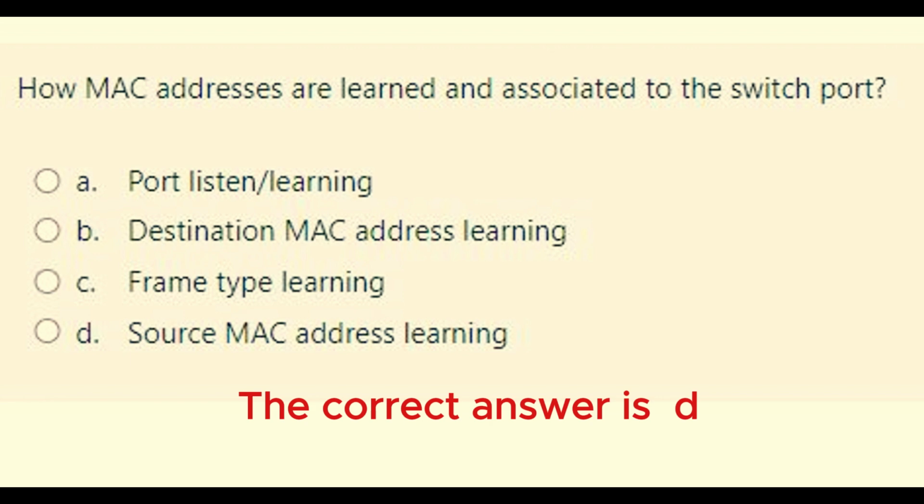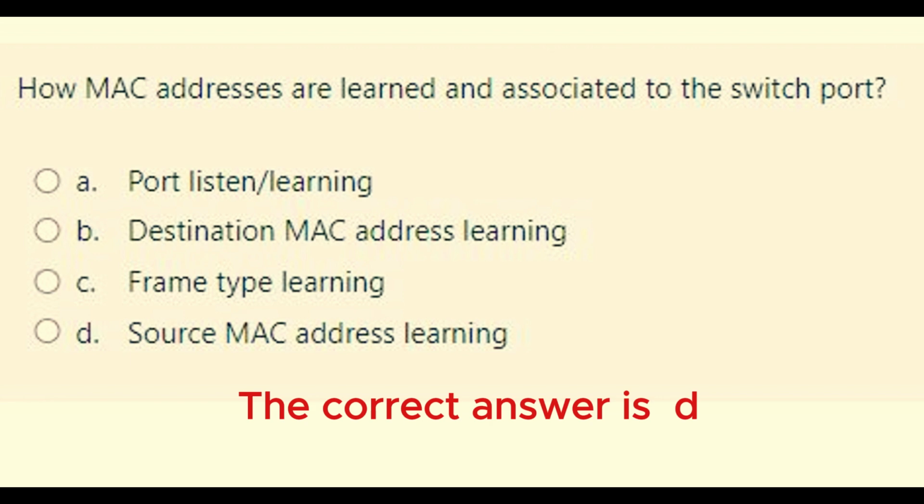Switches learn and associate MAC addresses with specific ports through a process called source MAC address learning. Here's how it works. When a frame arrives at a switch port, the switch examines the source MAC address in the frame header. Learning process: the switch adds an entry to its MAC address table, also called the CAM table, that maps the source MAC address to the incoming port number. Forwarding decision: for future frames destined to that MAC address, the switch will know which port to forward them to.